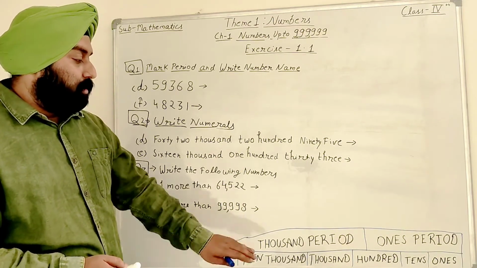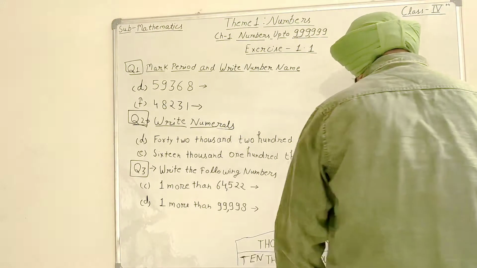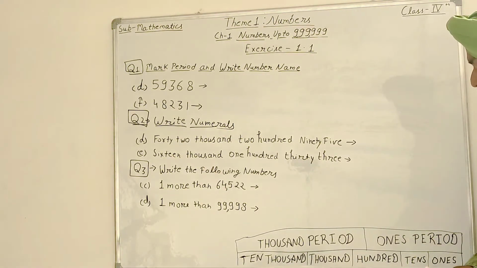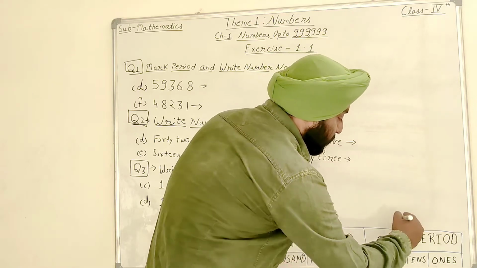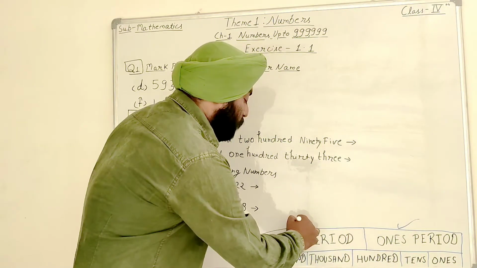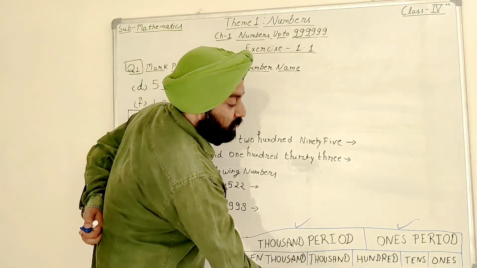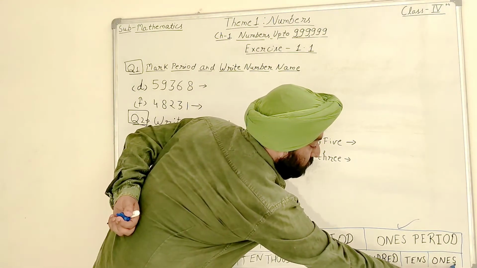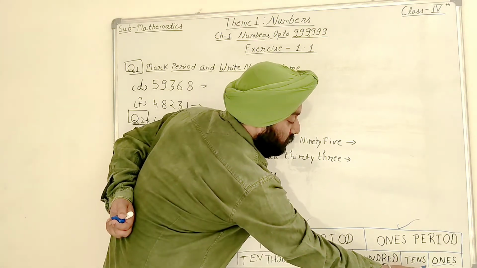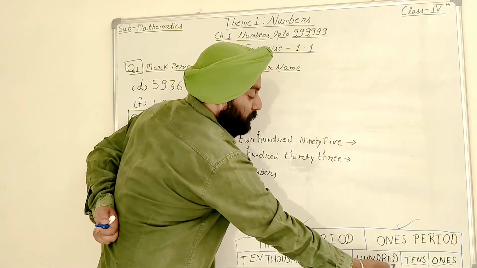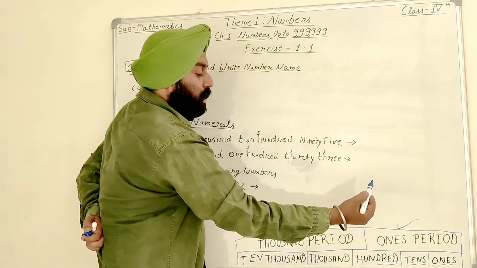In this lesson we are going to explain exercise 1.1, and the basic of exercise 1.1 is the periods: the ones period and thousand period. In ones period, the first digit is ones place, the second digit is tens place, and the third digit is hundred place.